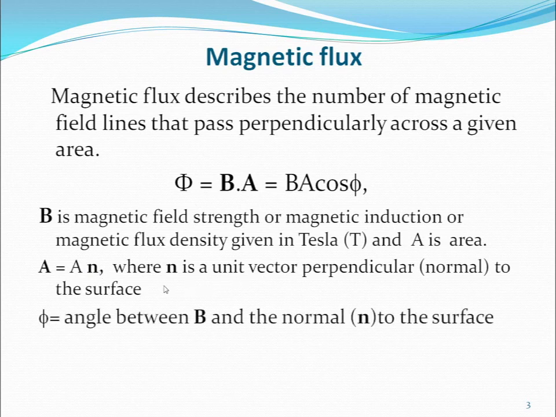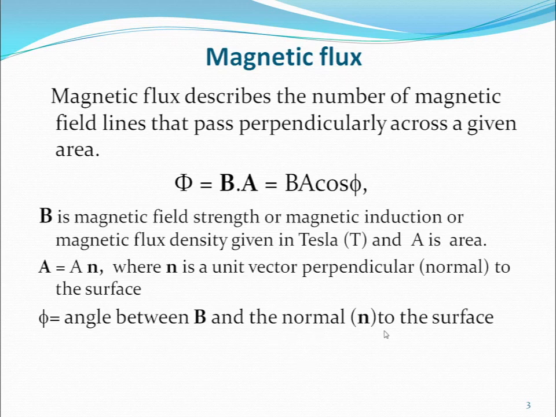And this phi, since both are vectors expressed in a dot product, this phi is the angle between the B and the normal to the area. You see, when area is a vector, we have treated it as a vector considering its direction as perpendicular to the surface. So the angle phi is the angle between the magnetic field and the perpendicular to the surface.